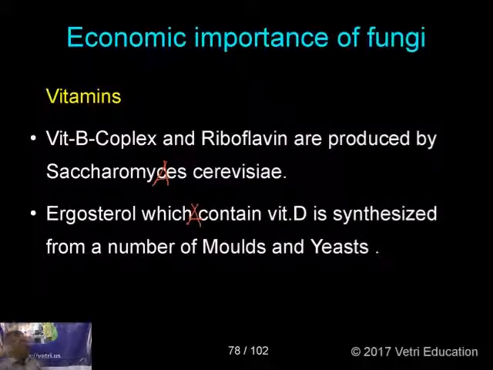The next, vitamins. Vitamin B complex and riboflavin are produced by Saccharomyces cerevisiae, that is yeast, and ergosterol, which contains vitamin D, is synthesized from a number of molds and yeasts. So ergosterol and vitamin D are also coming from a number of molds. Molds is the common name for fungi, molds and yeasts.